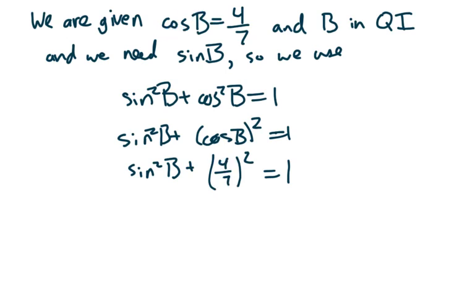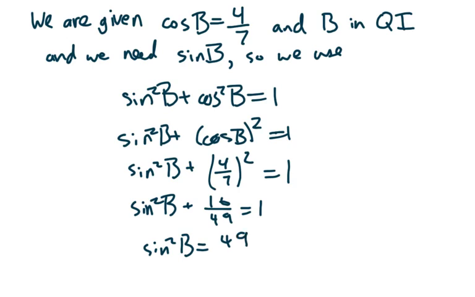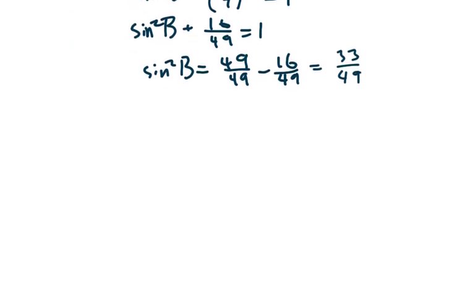So this is when we get sine squared B plus 16 over 49 equals 1, and we subtract 16 over 49 from both sides, just like we did last time. And we get a common denominator. And when we subtract 16 from 49, we should get 33. So this is sine squared of B. What is sine of B? Like last time, we're going to take the square root of both sides. And like last time, we have to say plus or minus.